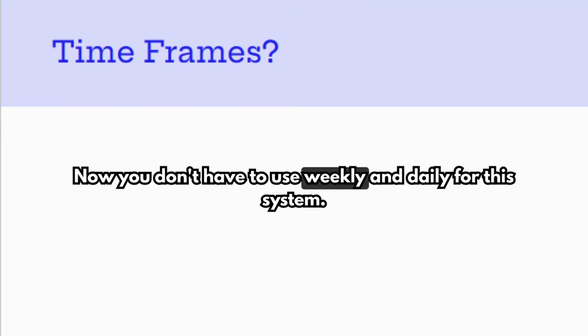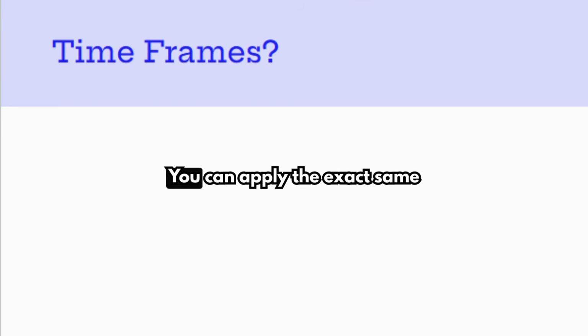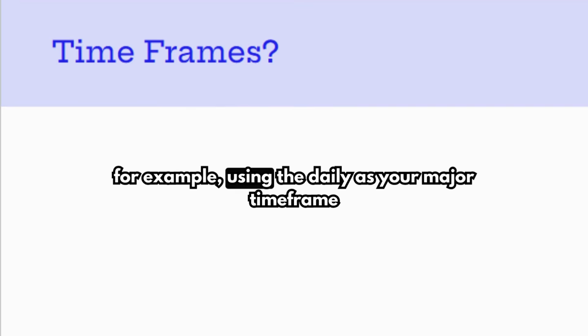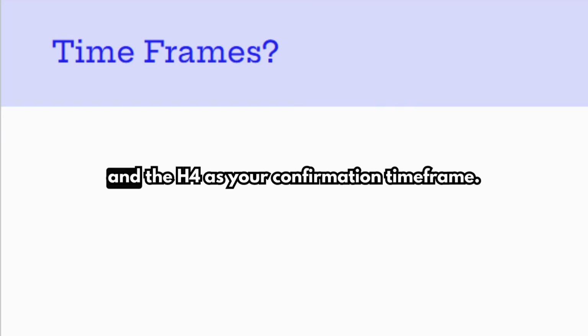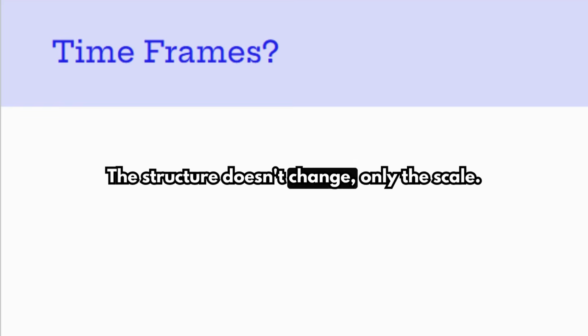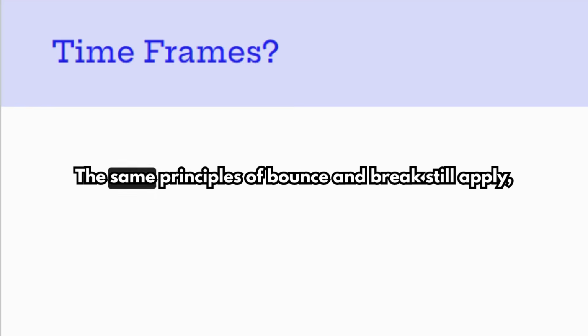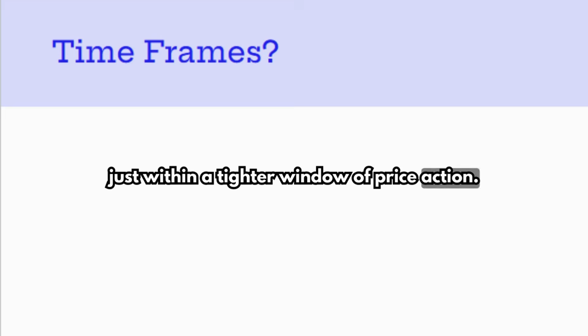Now, you don't have to use weekly and daily for this system. You can apply the exact same logic on smaller time frames, for example, using the daily as your major time frame, and the H4 as your confirmation time frame. The structure doesn't change, only the scale. The same principles of bounce and break still apply, just within a tighter window of price action.